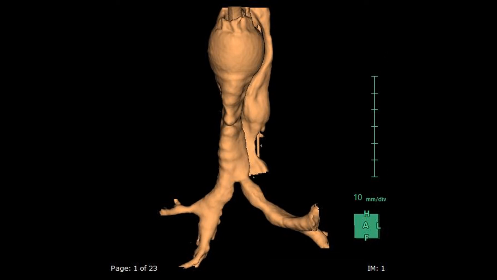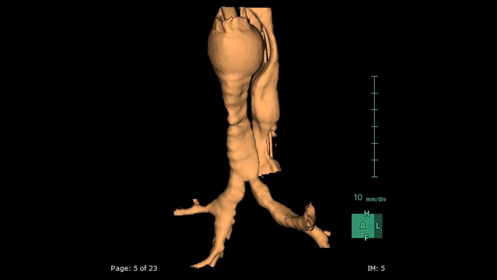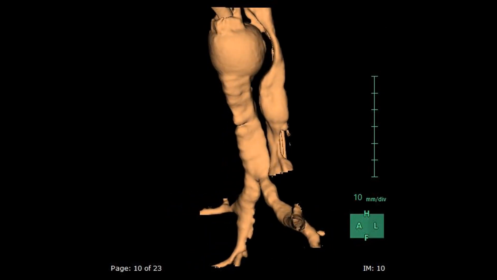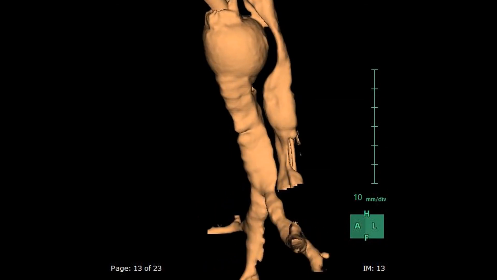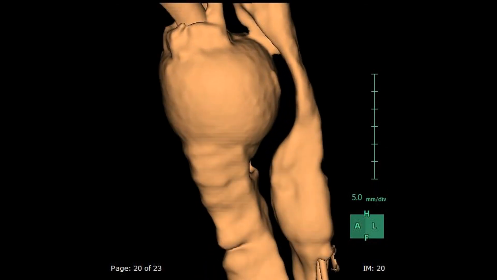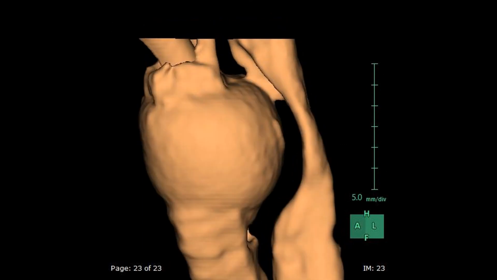This is a 3D representation of the air-containing structures at the thorax, the cuff of the tracheostomy tube, the trachea, the bronchi, and the esophagus. As we rotate the frame, we see the fistula between the trachea and the esophagus. That's the fistula delineated by gas.